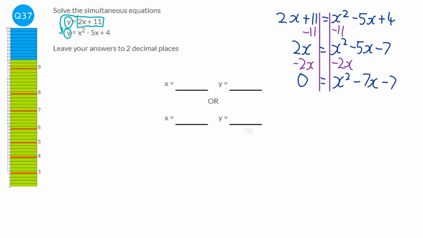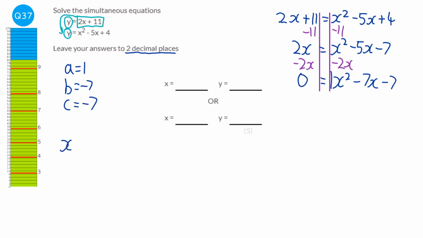Now, we know this is not going to factorise nicely because it asks for 2 decimal places. It's on the calculator paper. Chances are it's going to be the quadratic formula we'll need, which we do. So we've got a equal to the coefficient of the x squared, which is just 1. b equal to the coefficient of the x, which is just minus 7. And then c equal to the number at the end, which is minus 7 also.